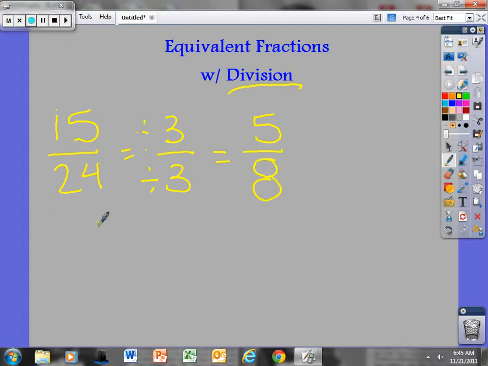So now I know that 15/24 is equivalent to 5/8. If you want to think of it the other way too, what did I do to 24 to make it 8? I divided by 3. Whatever I do to the bottom, I must do to the top. 15 divided by 3 gives me 5.